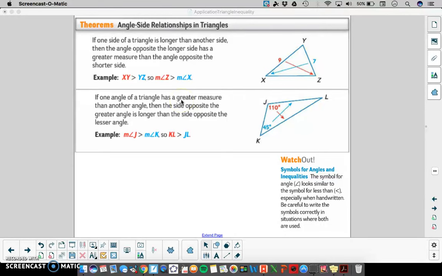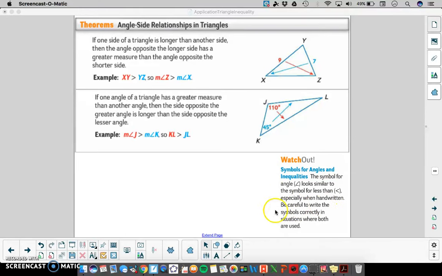It works the same way with angles. If we have larger angles, the sides across from those will be larger. So if angle J is larger than angle K, angle J is opposite from side KL. Angle K is opposite JL. So KL will be bigger than JL.